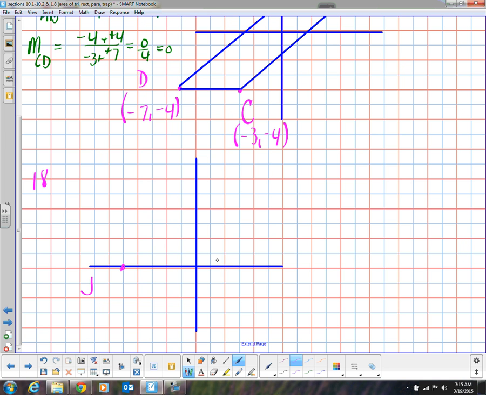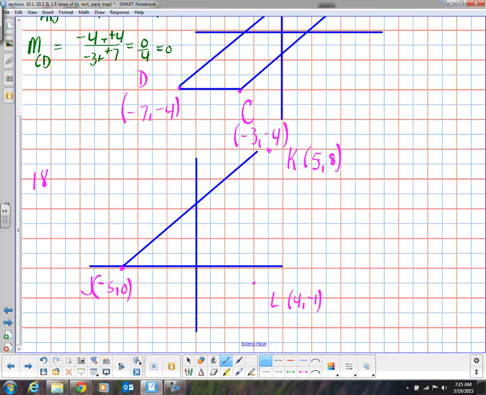Then we're going to do 5, 8. This is K. Then we have L, which is 4, -1. And J was -5, 0. All right, did I plot these points correctly? Yes or no?